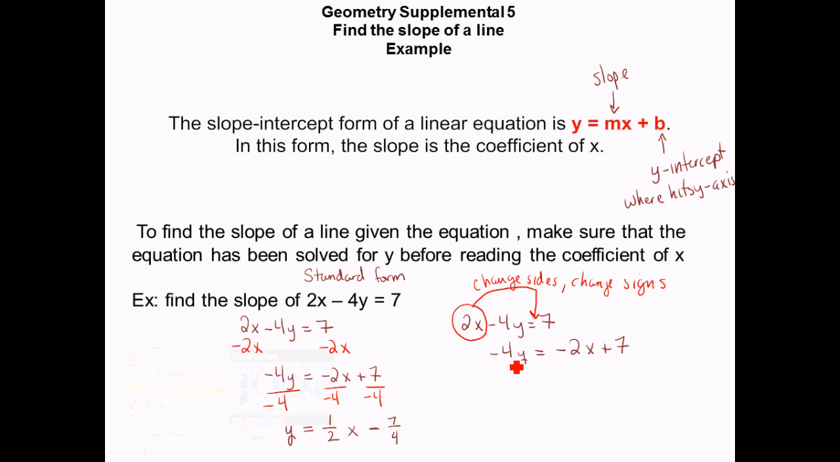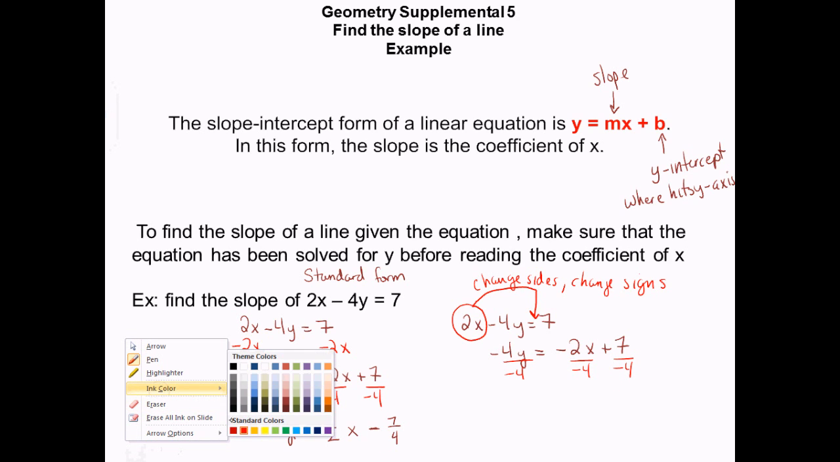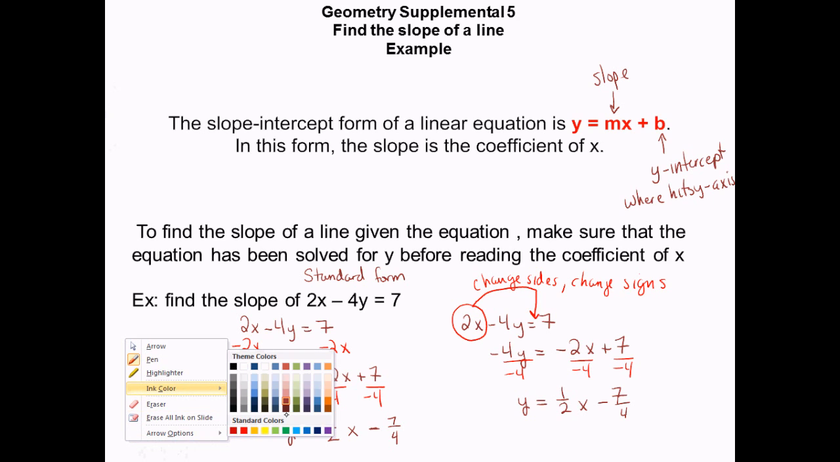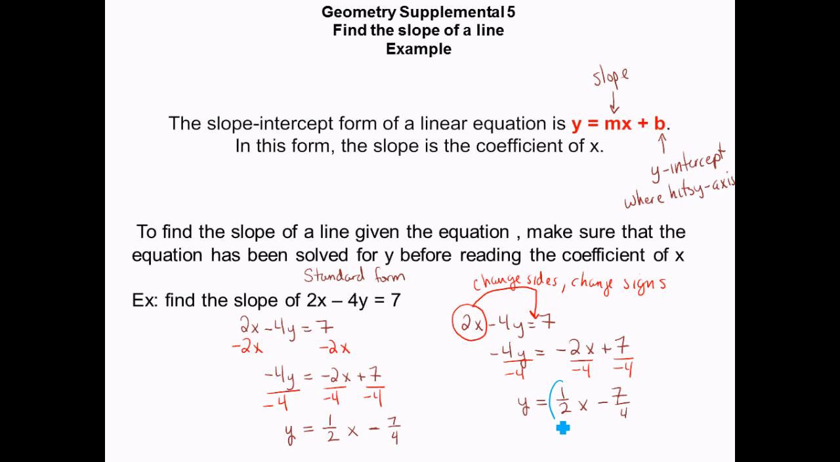Then I have to do the second part the same. I divide everything by negative 4. So I have the positive 1/2 and then the negative 7/4. And the slope is 1/2.